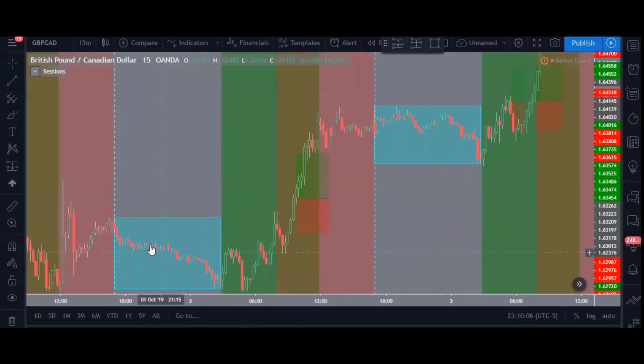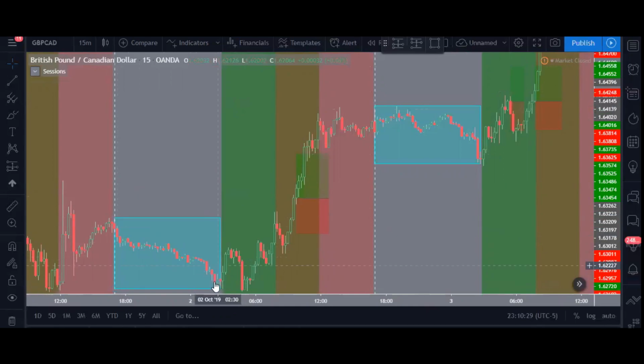But backing up a little bit again, go from the period separator to the beginning of the London session. This is on the 15-minute chart, so each one of these candles is 15 minutes in length, from high to low, including wicks. And what I'll do is I will wait for the break and close.